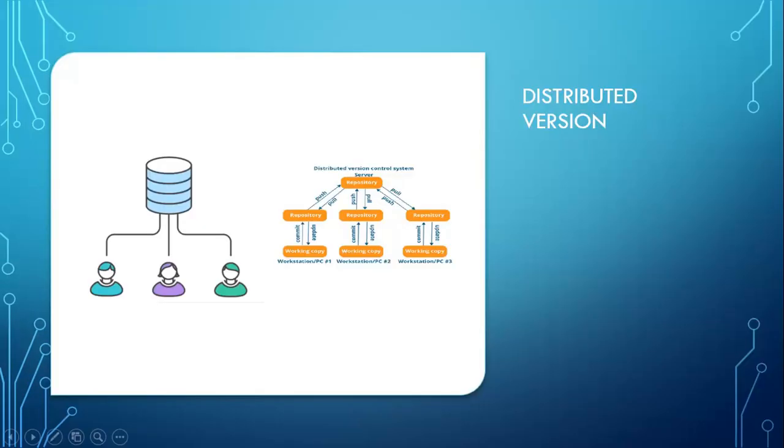So here we are using Git. Git is a distributed version control system. I'm going to explain what things we can do with distributed version control. What does distributed version control mean? Now you can see here in this picture, three developers.